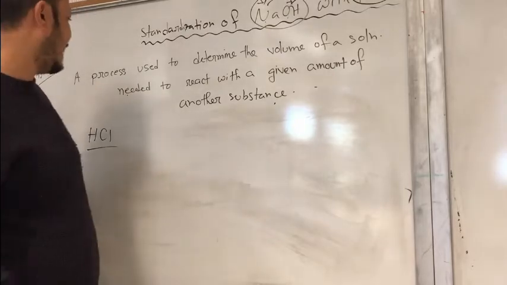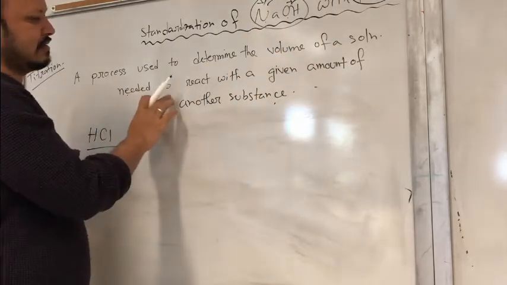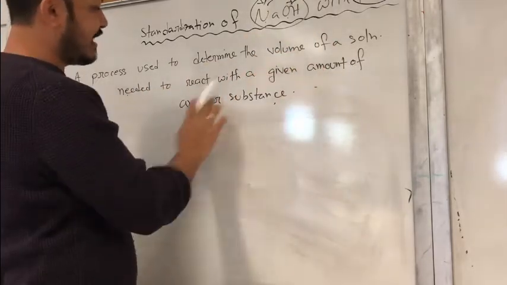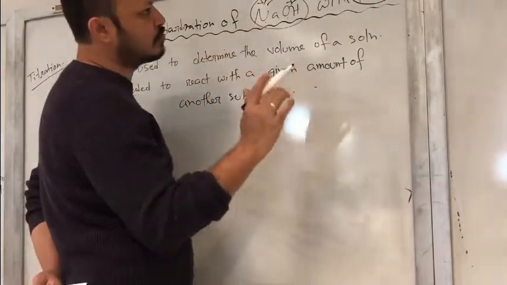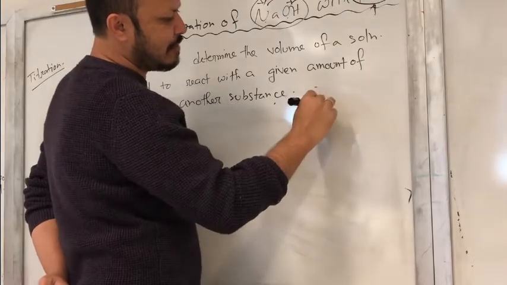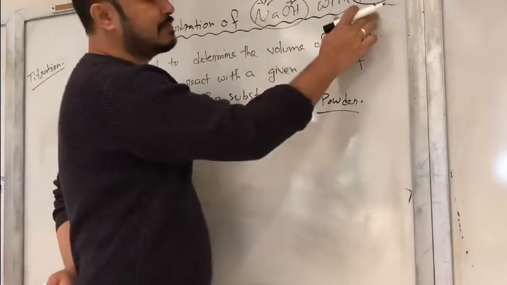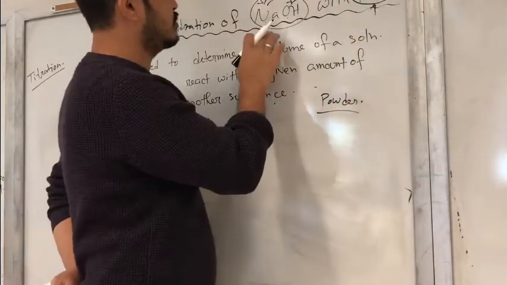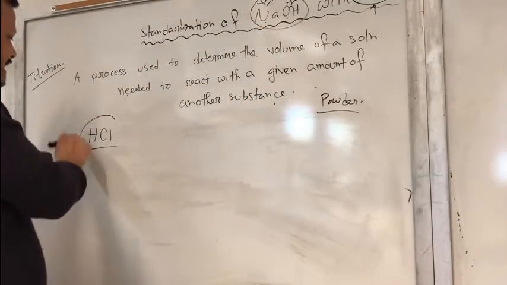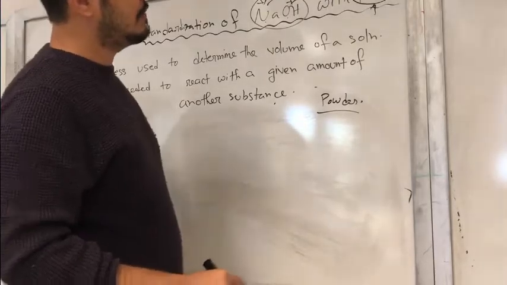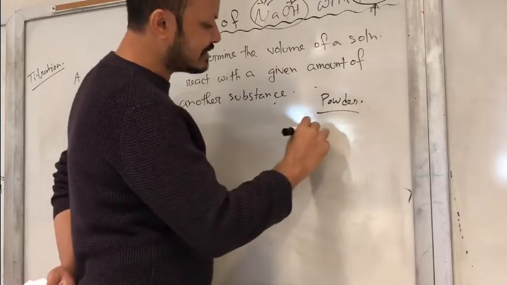I hope all of you know that it is a process used to determine the volume of a solution needed to react with a given amount of another substance. This is KHP, and as I said, it is a powder. Why are we going to use KHP? You can ask, suppose this is the sodium hydroxide, we could use the HCl also to find out the concentration, but HCl comes in liquid form. This one is a powder form, as well as a primary standard substance.